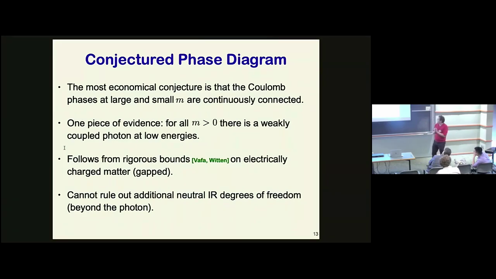For example, you can argue that for all values of the mass parameter, there is actually a weakly coupled photon at low energies. And that, roughly speaking, follows from a version of the Vafa-Witten argument. You can show using their inequalities that there's a gap to all charged degrees of freedom, to all electric charges in the theory. And as I'll explain in more detail on the next slide, that means that there should be a weakly coupled photon in the infrared. But using these kinds of arguments, you cannot rule out the possibility that there are also other neutral things that come down and become massless as well on top of the photon, and we can't rule that out.